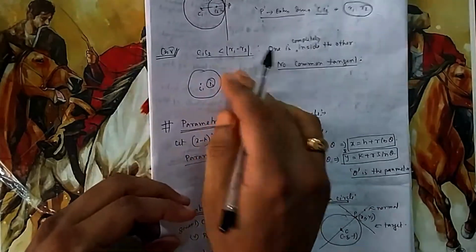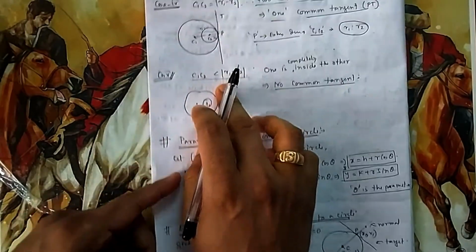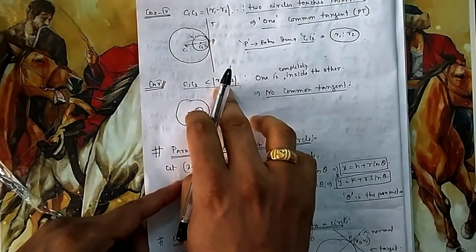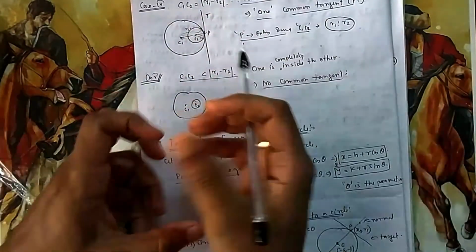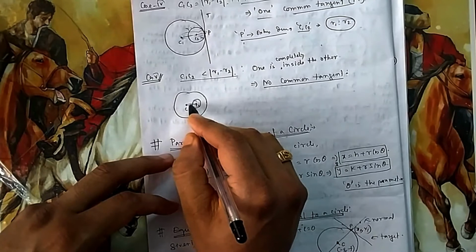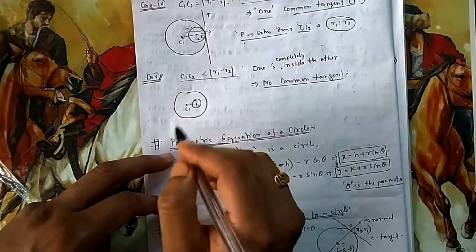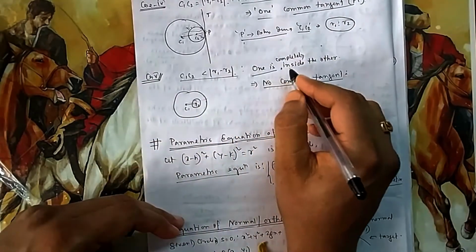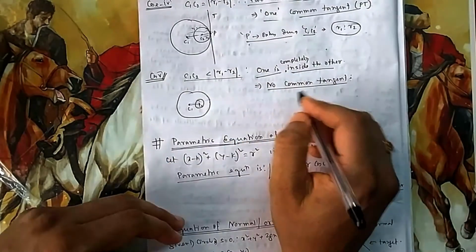Now if it is less than the difference I told you, if it is equal, then it is touching. If it is much less than that, then it will go deep inside. So if C1 C2 is less than the difference between R1 and R2, then one circle is completely inside the other. In that case, there will be no common tangent.